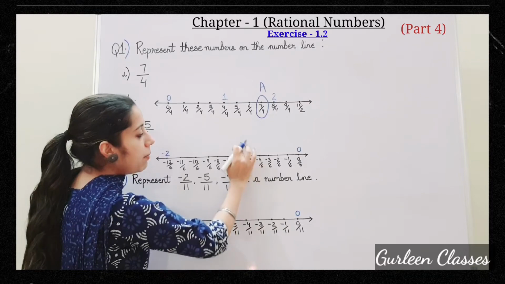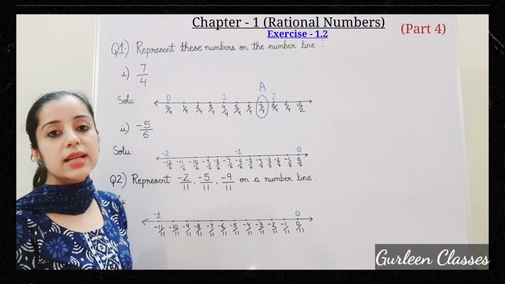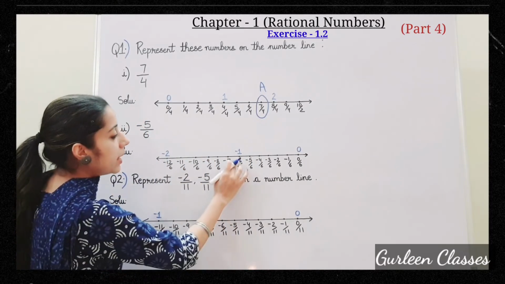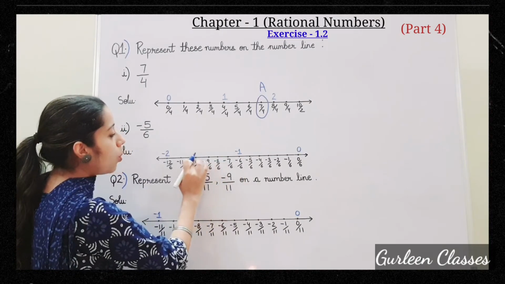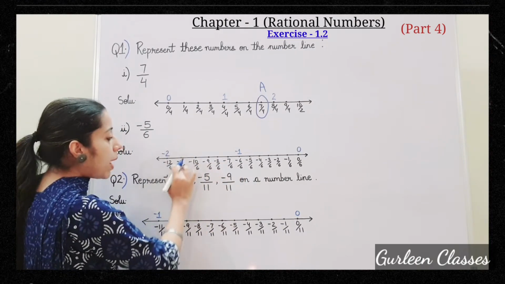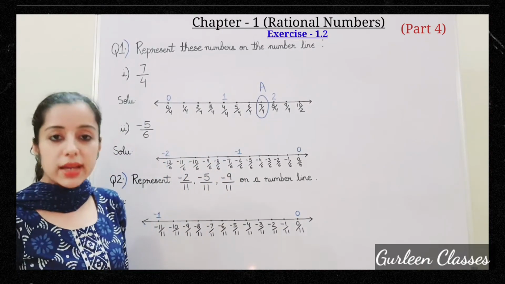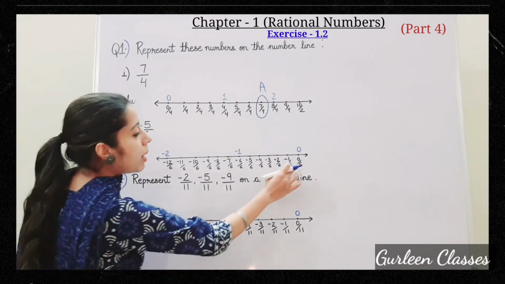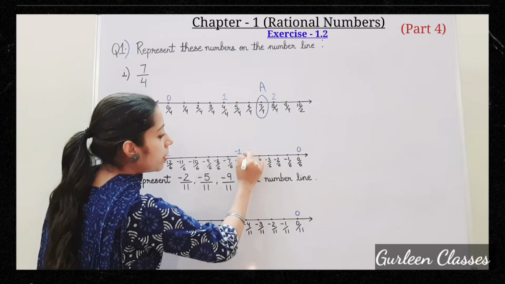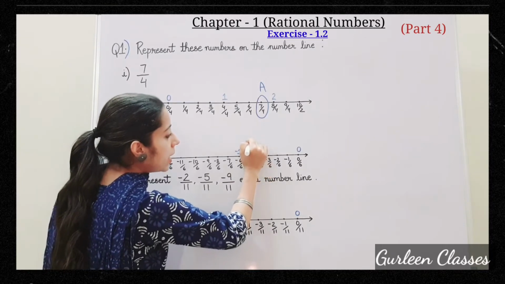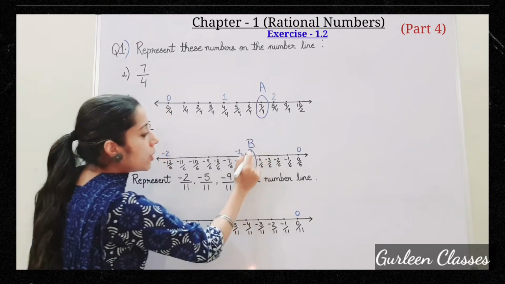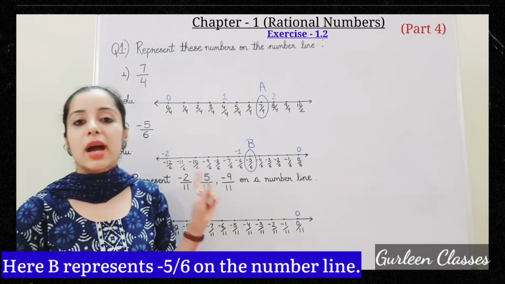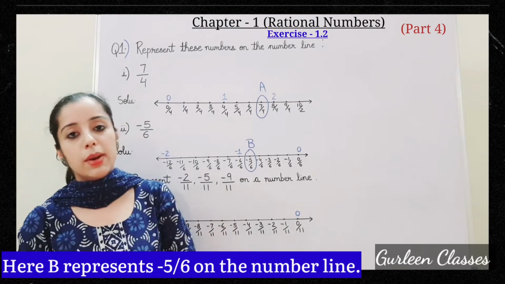So here it came minus 6 upon 6, that is minus 1. Then again 1, 2, 3, 4, 5, 6. Then minus 12 upon 6 is minus 2. We have to represent minus 5 upon 6. So minus 5 upon 6 is here. You have to circle it, and here I have written B. So point B represents minus 5 upon 6 on the number line.